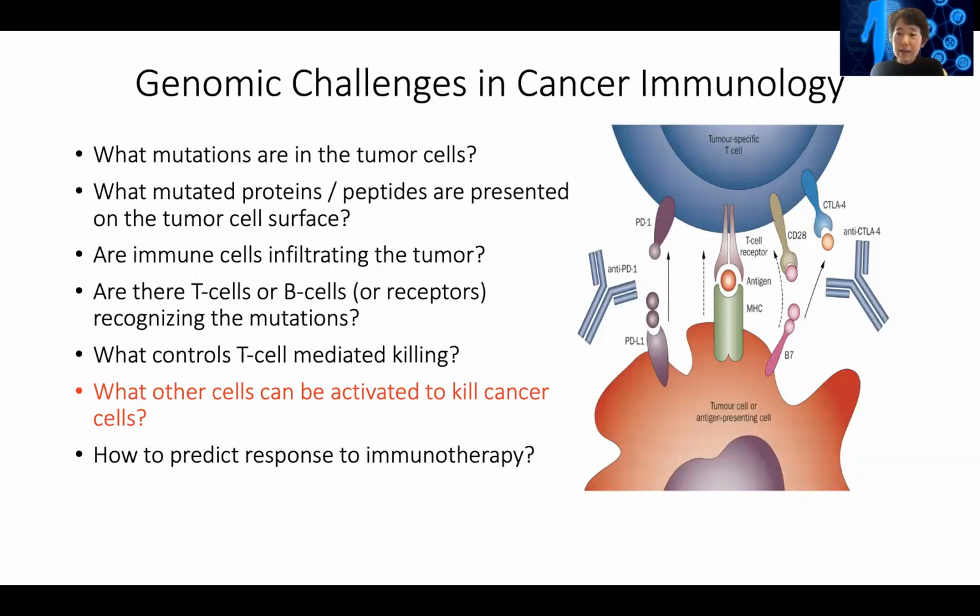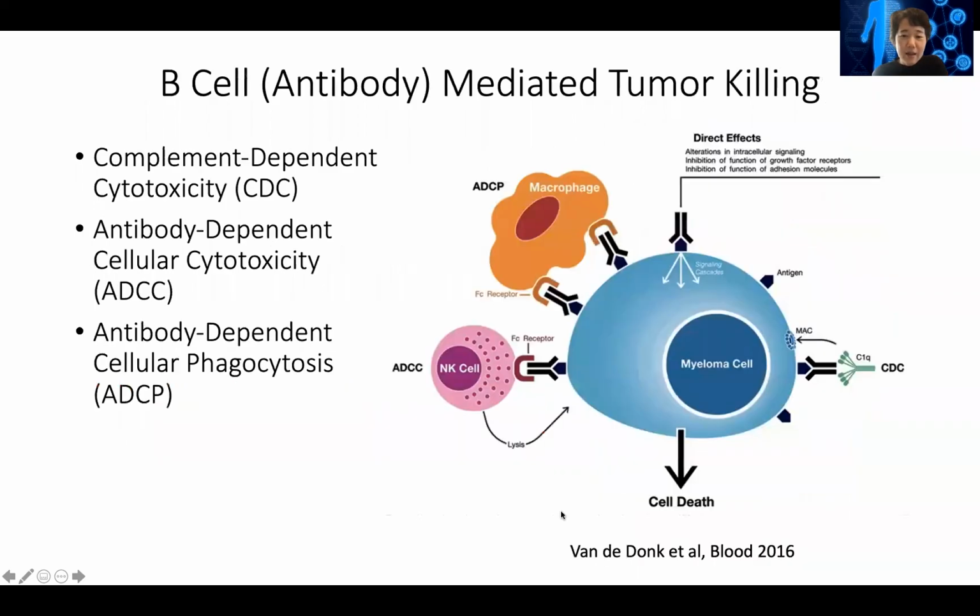The next question a lot of immunologists really want to learn is what other cells can be activated, or how they can be activated, to kill the cancer cells. Overall, the most important killer in cancer immunology is T cells, CD8 and CD4 T cells. They can do the killing. But there are other cells that are also important. Here we mention myeloid cells, but you can imagine this also being cancer cells.